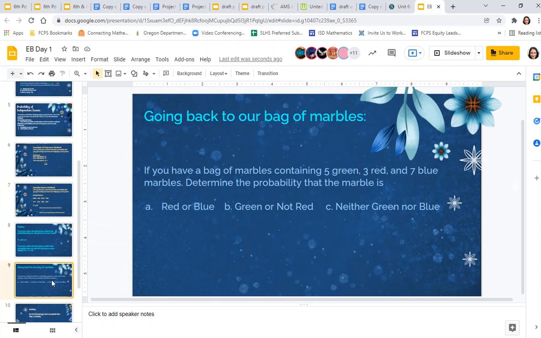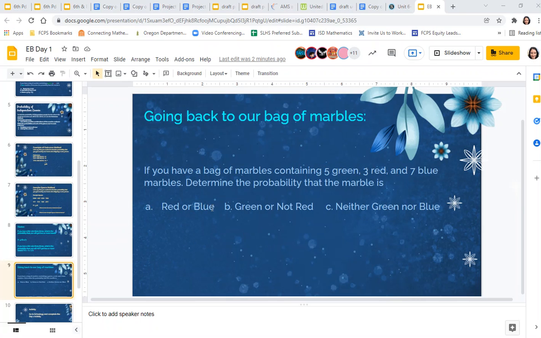All right, so going back to the bag of marbles, the marbles still have 5 green, 3 red, 7 blue. So now we're going to find some ors. So we have red or blue. Then we have green or not red. And then we have neither green nor blue. So let's focus first on red or blue. Remember that we have 5 green, 3 red, and 7 blue. And then if you finish with that quickly, you can do the others.